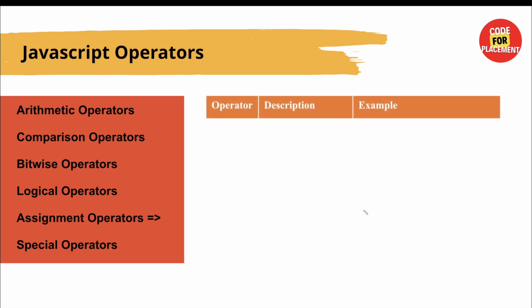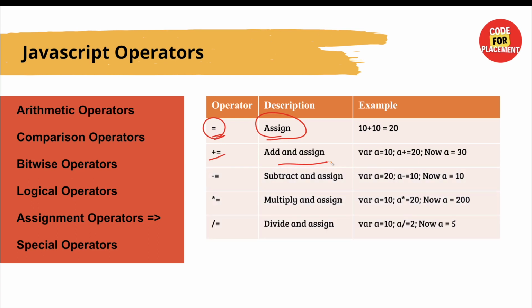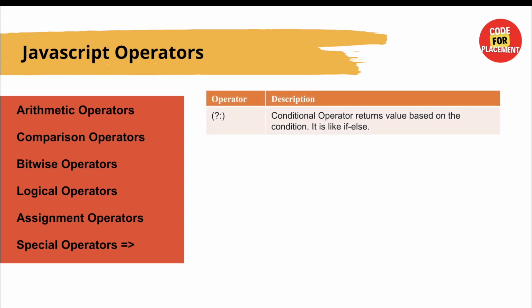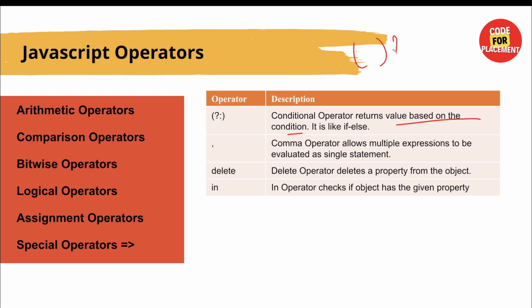Now we will see assignment operators. When we talk about assignment operators, there is equal to, and add and assign. The equal to symbol is used for assigning anything. If I have the plus equal to symbol, then it is add and assign. In the same way, subtract and assign, multiply and assign, divide and assign, mod and assign. Then we have some special operators. This is the ternary operator, or conditional operator, which returns a value based on a condition. If the condition is satisfied, I get the first value, or else I get the second value.